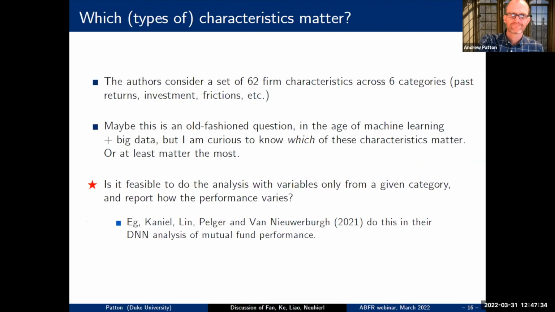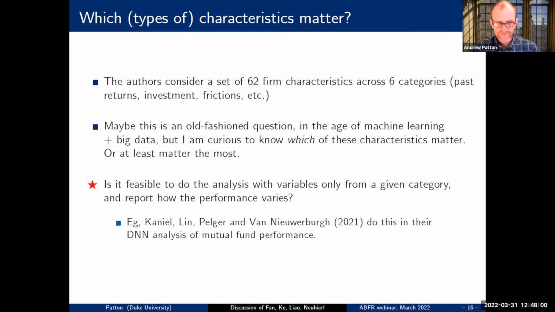And then digging in a little bit to the empirical results, I would be curious to know which characteristics matter. The authors consider a total of 62 firm characteristics. These come from a paper by Andreas Neuhold that was in the RFS a year or two ago, across six different categories, some of them about momentum type stuff, investment, financial frictions, and a whole lot of other stuff.